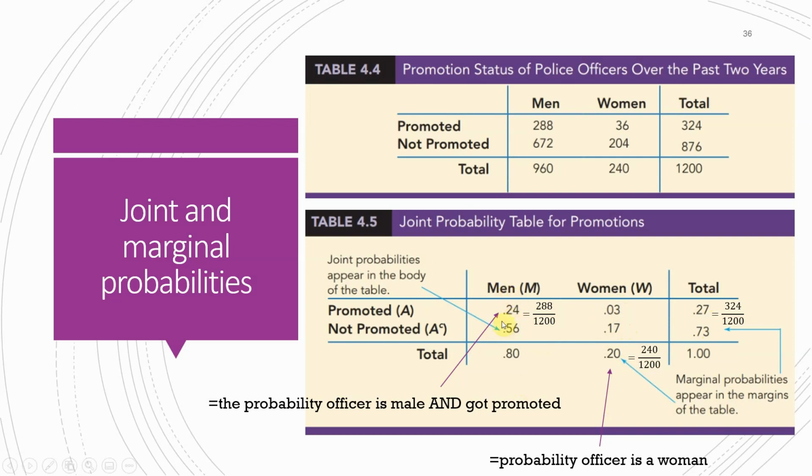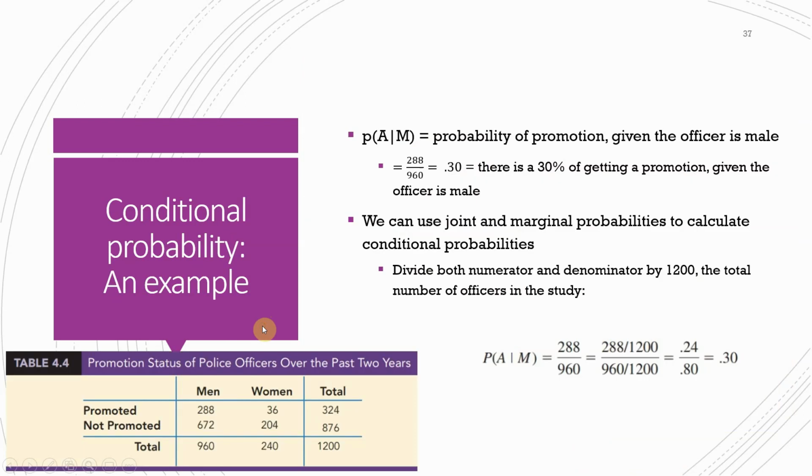So for example, like I said, this joint probability is the probability that the officer is male and got promoted. This right here, 0.20, is the probability that the officer is a woman. Right, 20% chance compared to 80% chance. So why are we using these? Well, because eventually you'll see we use the joint and marginal probabilities to calculate the conditional probabilities.